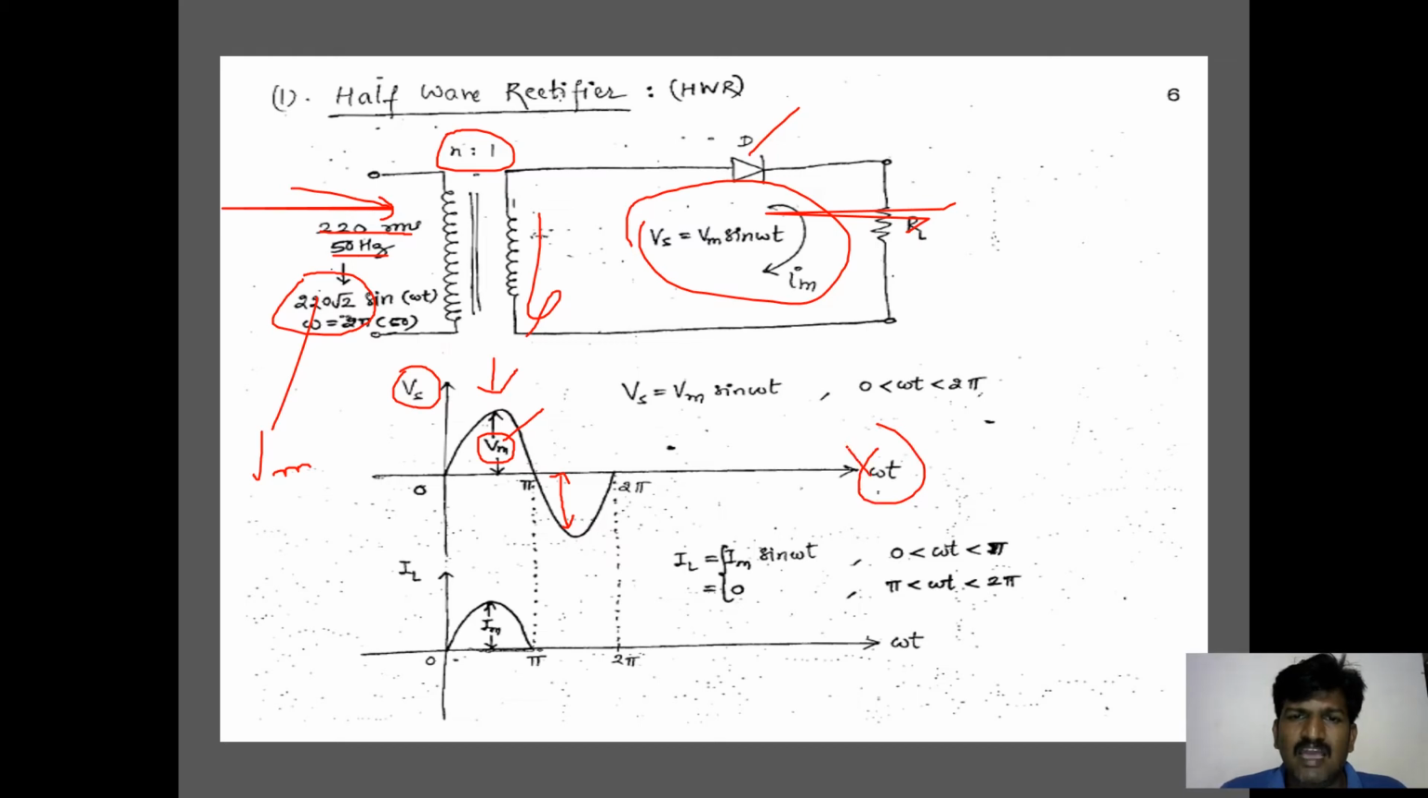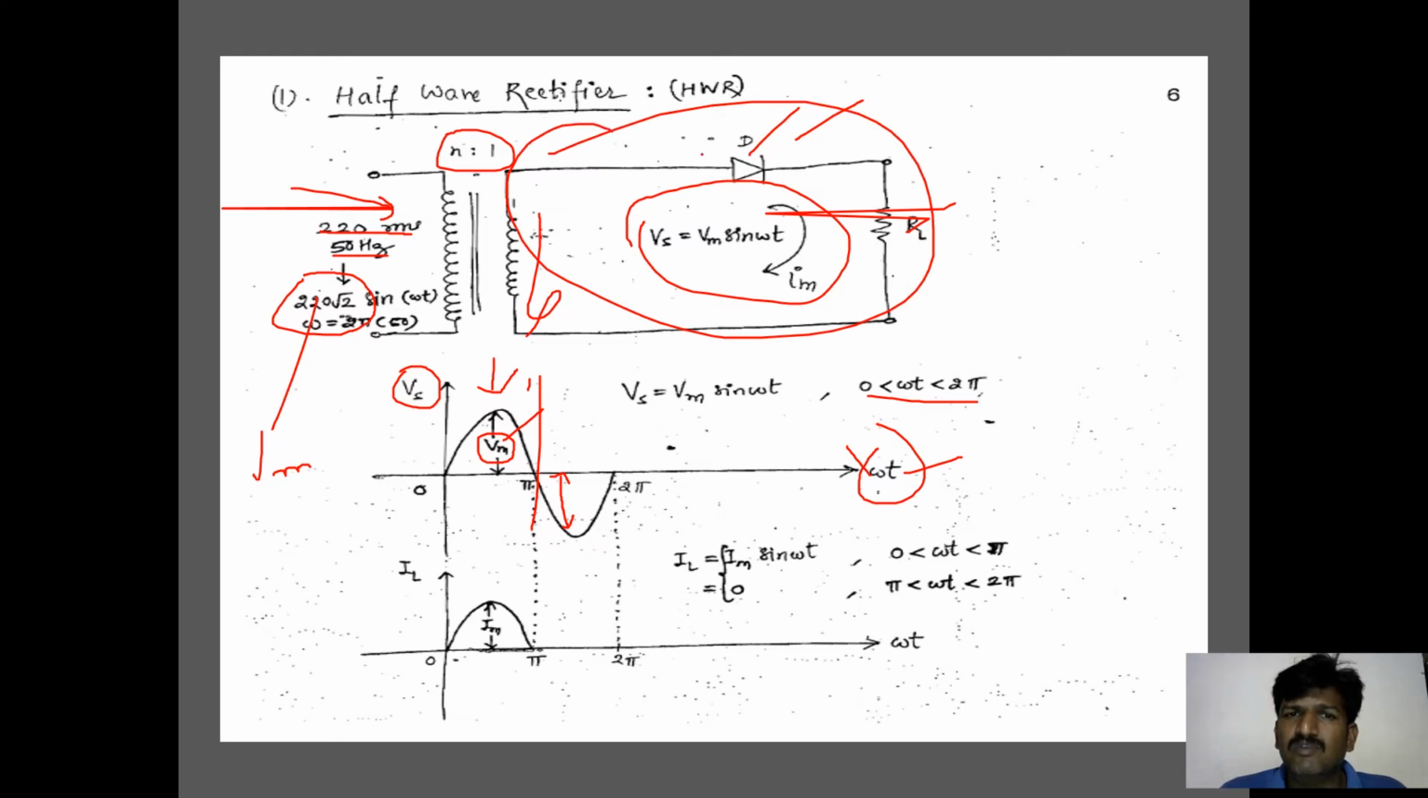Omega is nothing but the angle in radians changing with respect to t. The input signal is expanding from 0 to 2 pi radians. Let me consider the half of the cycle from 0 to pi, which is going to be converted into DC. In the positive half of the cycle, from 0 to pi, the diode will become forward biased.